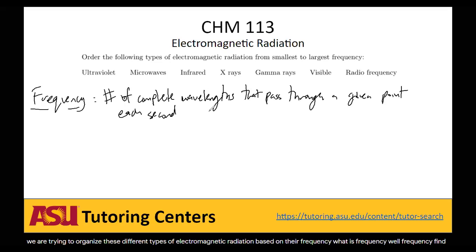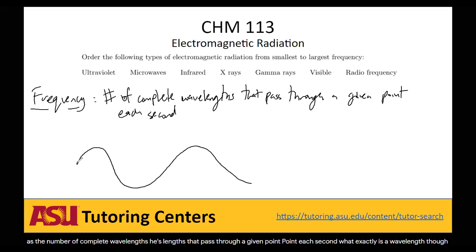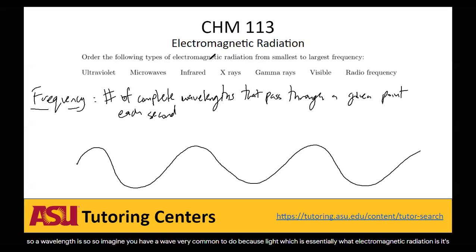So what exactly is a wavelength though? So imagine you have a wave. And this is very common to do because light, which is essentially what electromagnetic radiation is, is different forms of light energy. Light acts as both a particle at times, but also as a wave. So when we're thinking about electromagnetic radiation, we think about the wave properties of light. So wavelength is the distance between two peaks of a wave.